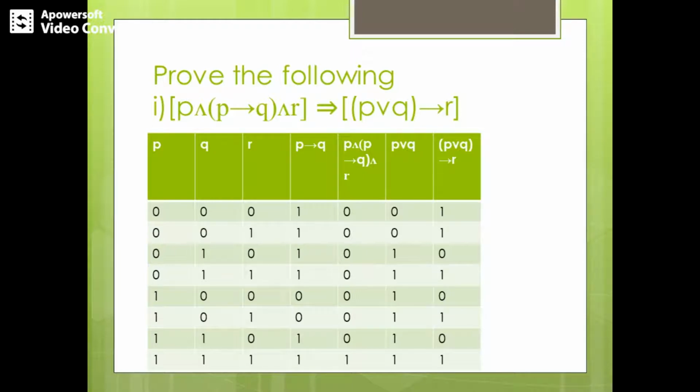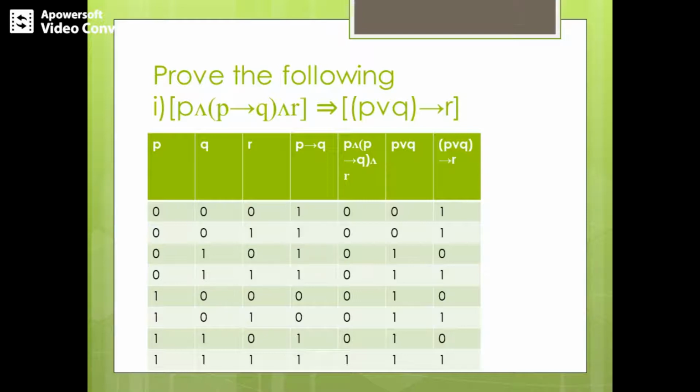And then P conjunction (P implies Q) conjunction R. We can say this conjunction is true when P is true, P implies Q is true as well as R is true. So that is happening only in the last row. Then we are going to construct P or Q, which is a half portion of the right hand side. P or Q is true when either P is true or Q is true, or when both of them are true. So except the first two rows, all of the rows have the truth value 1 for the column P or Q.